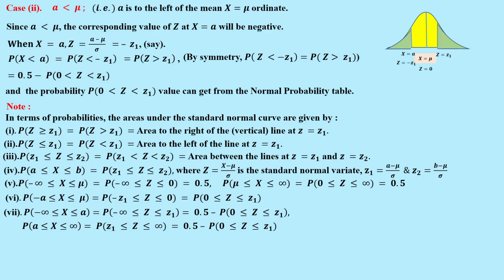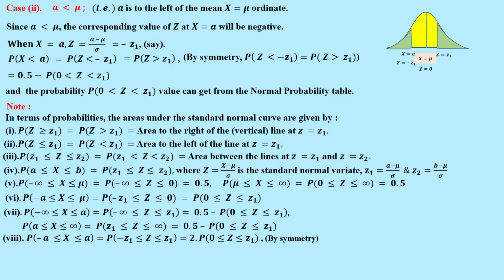Similarly, probability of a less than or equal to x less than or equal to infinite is equal to probability of z1 less than or equal to z less than or equal to infinite, same arguments, right? That is equal to 0.5 minus the area between 0 and z1. So probability of minus a less than or equal to x less than or equal to a is equal to probability of minus z1 less than or equal to z less than or equal to z1. So we are using the symmetric idea, right?